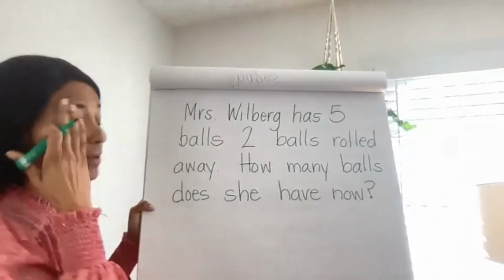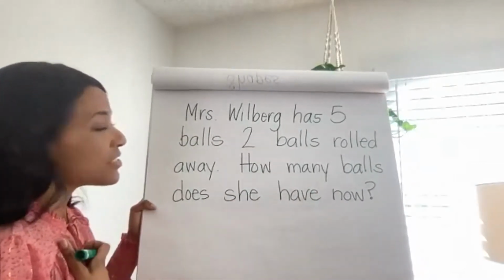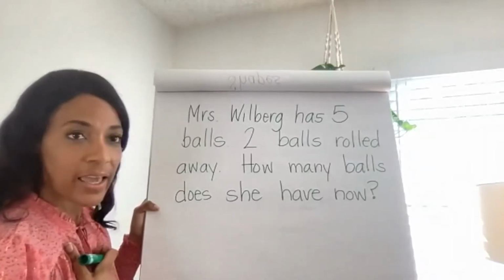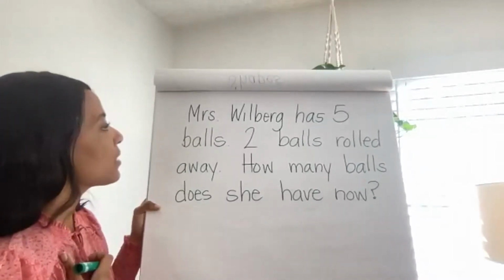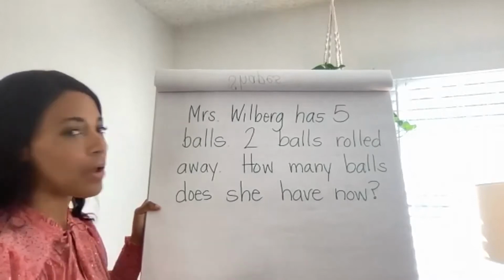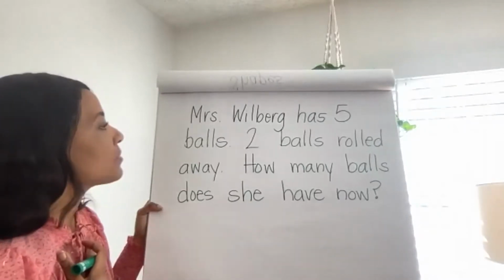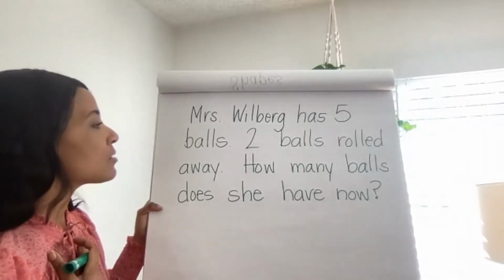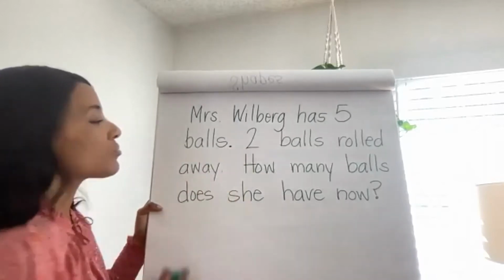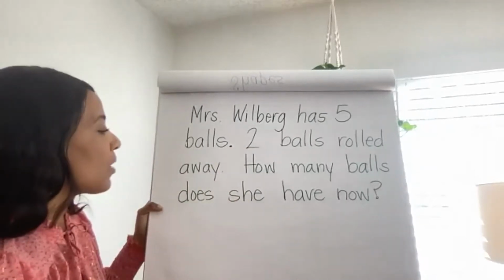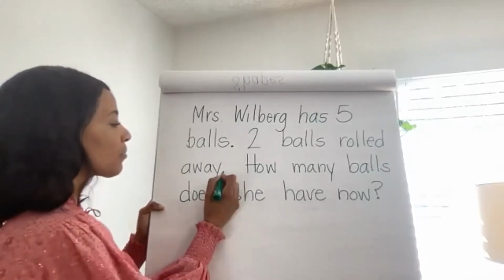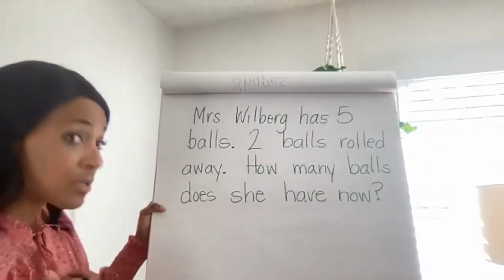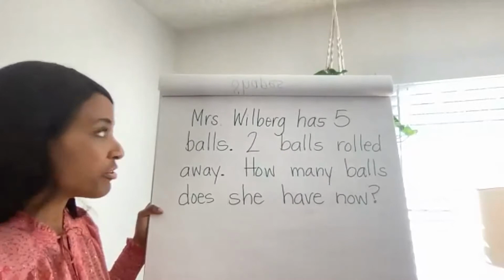So let's dive in. As a teacher, probably in K through 2, depending on the students' ability to read independently, I would read this problem to the kids. So Mrs. Wilberg has 5 balls, 2 balls rolled away. How many balls does she have now? We would discuss the problem so that I could be sure that they understood it.